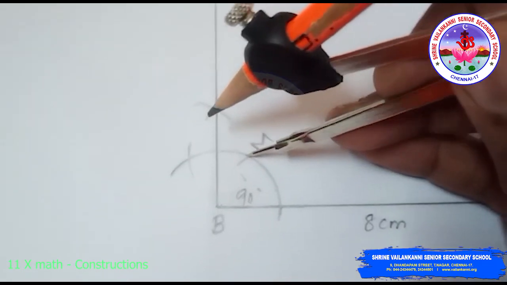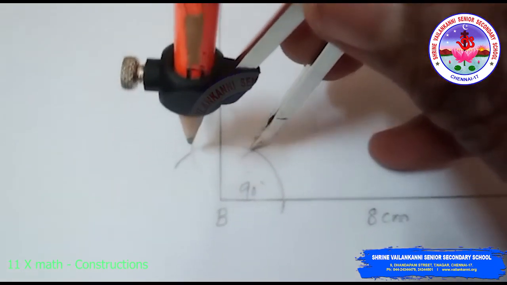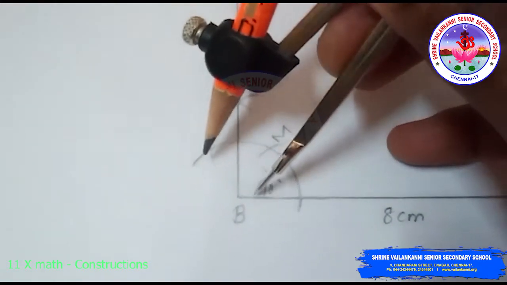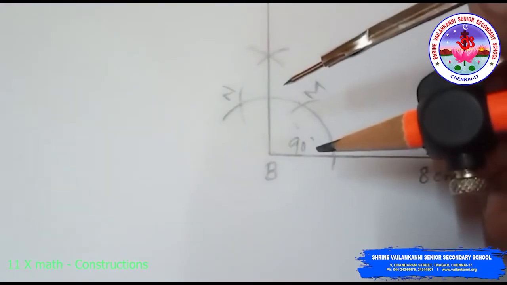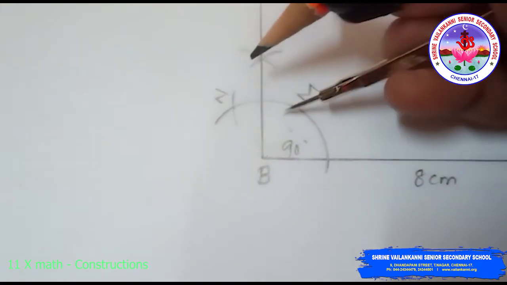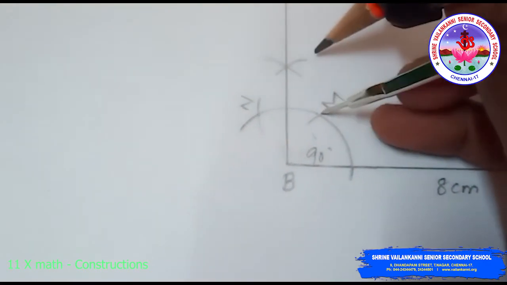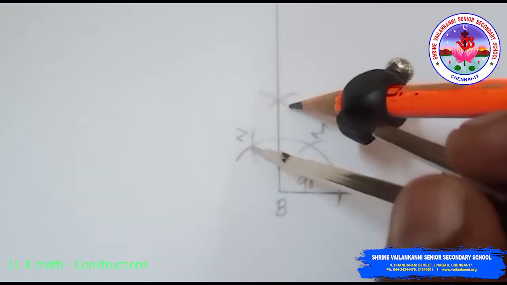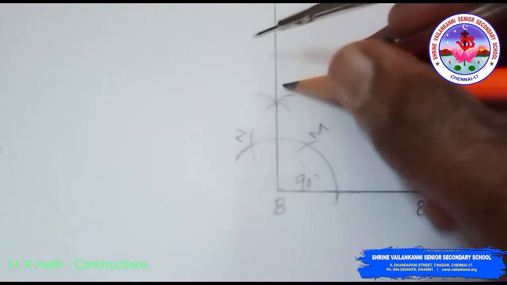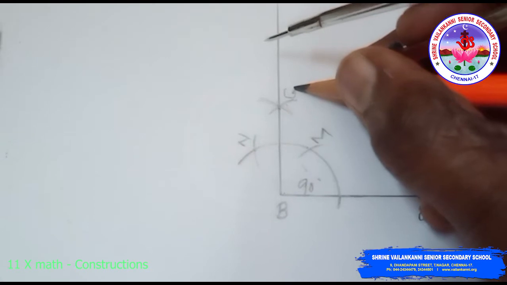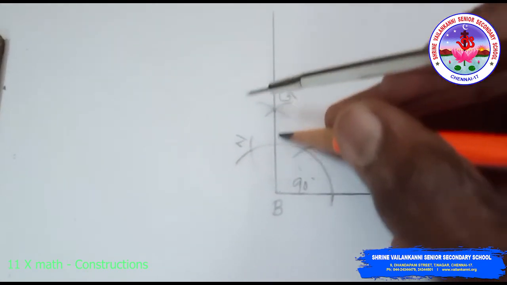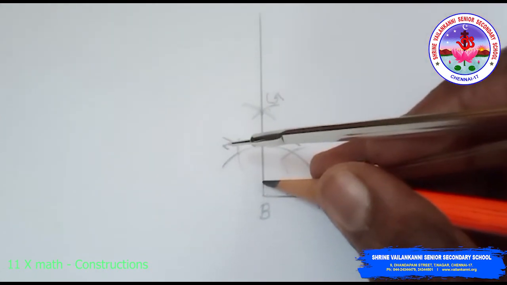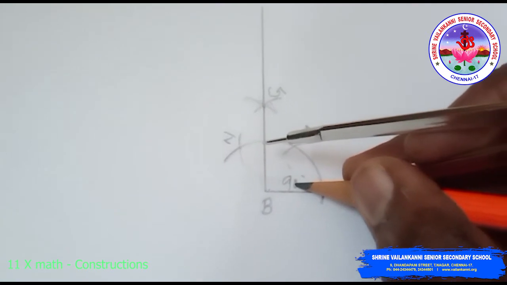Keeping the compass needle at M, I'm going to give an arc on the previous arc, naming this point as N. Same measure 2 centimeter, keeping at the point M, giving an arc here, keeping at the point N, giving an arc on the previous arc here. Name this point as G. Now join BG, which subtends an angle B equal to 90 degree.